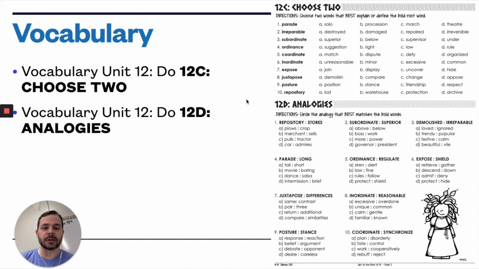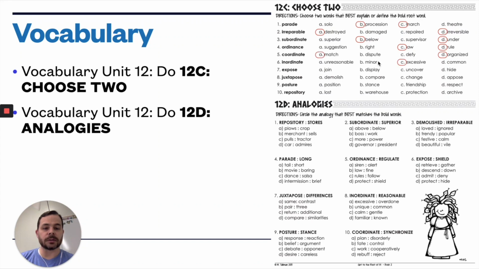And so let's go ahead and look at these. I'm going to go ahead and go through these answers rather quickly. So parade should be march and procession. Then irreparable is destroyed, irreversible. Subordinate, below and under. And then ordinance is law and rule. Coordinate is organized and match.